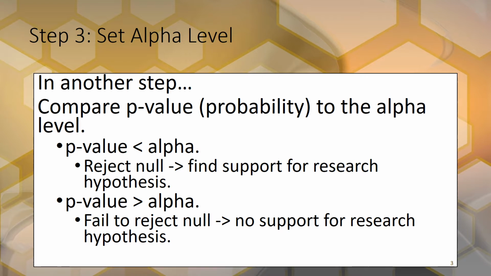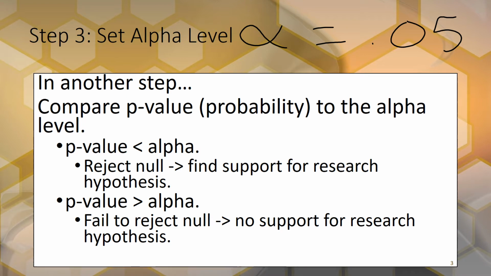So first you just set your alpha level. A common one is 0.05. And that's what you do in this step 3. That's all you do. You say alpha equals 0.05. That is all you have to do for step 3. But what you're going to do later on is to compare it to the p-value.